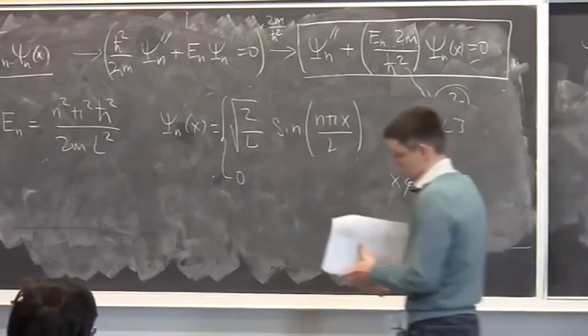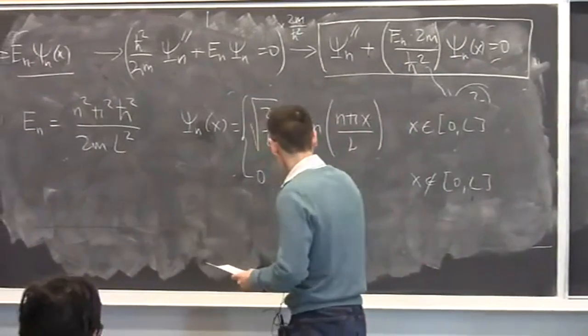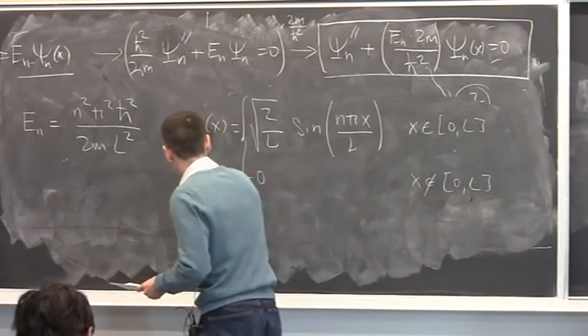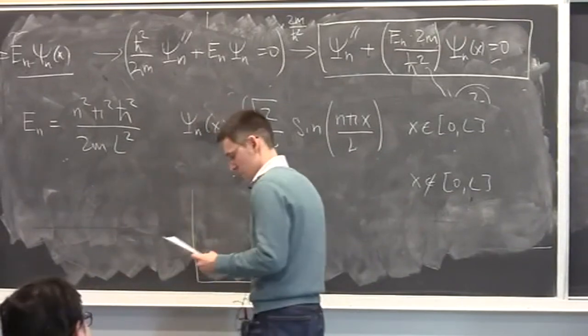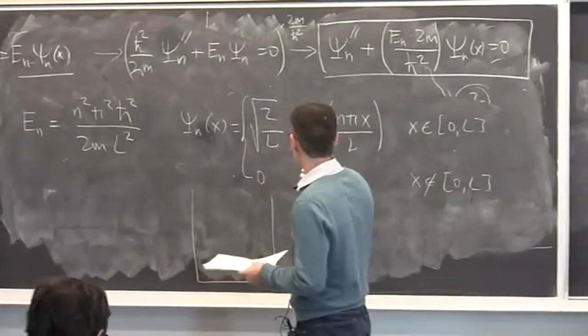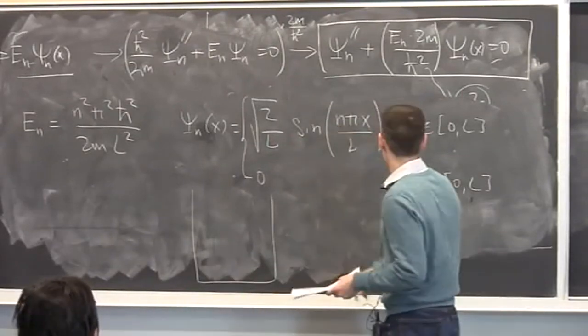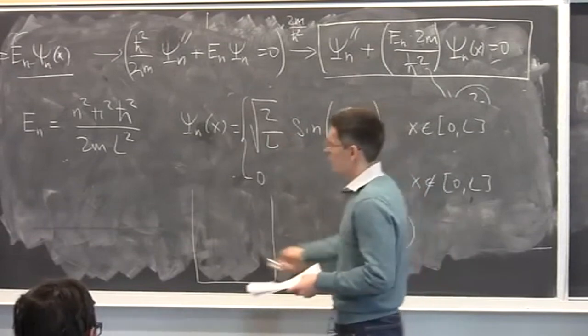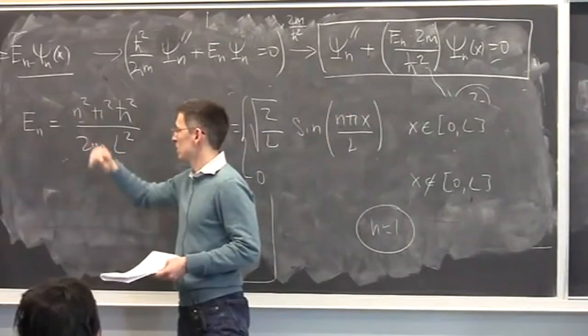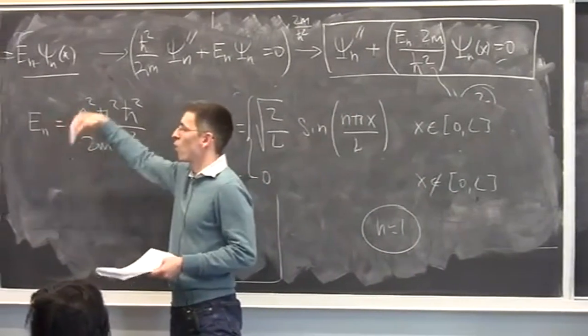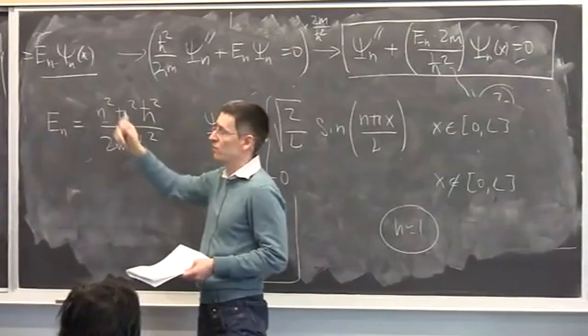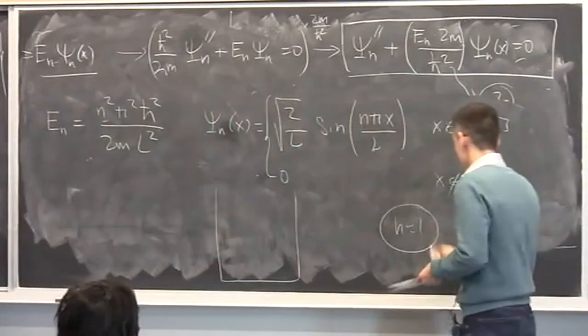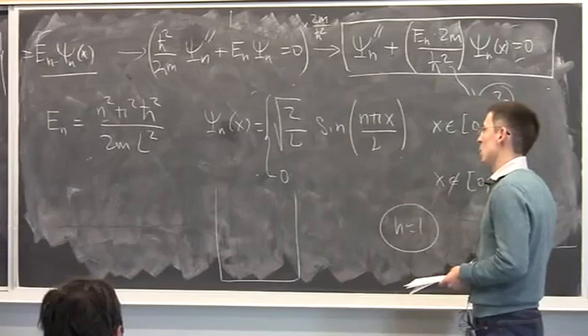So let's look at the functions first. So this is our, say, range. And then the first function is n equals 1. That's the lowest energy function. As you can see, the energy of our functions will grow quadratically with n. So n should start at 1.